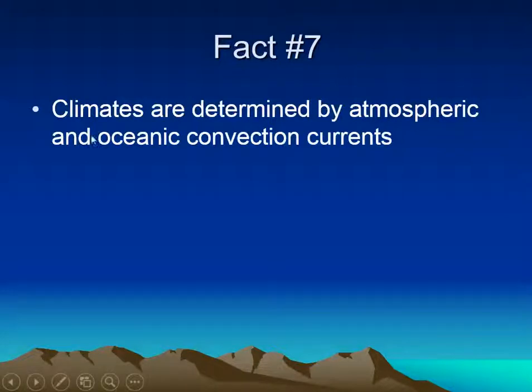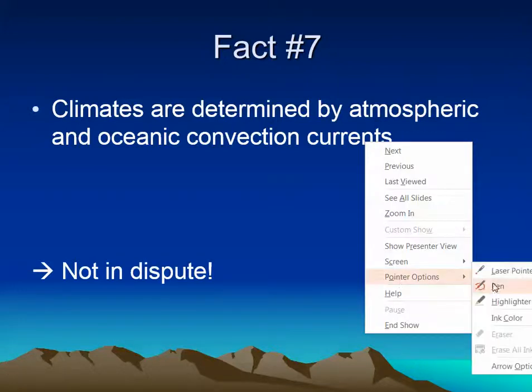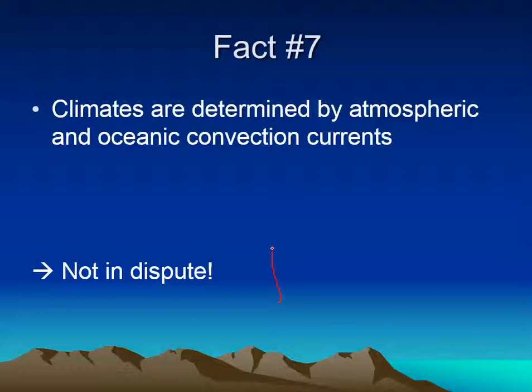Here's another fact. Our climate, remember, our long-term weather patterns, are determined by atmospheric and oceanic convection currents. This is not in dispute. Now, what I'm worried about is that you don't understand the statement. So let's review a little bit. You know that hot air rises, it travels, and then cold air forms. This whole pattern is called a convection cell. There are both atmospheric convection cells and convection cells in the oceans too. And it's these huge convection cells caused by these convection currents in both the atmosphere and in the water that determine climate.